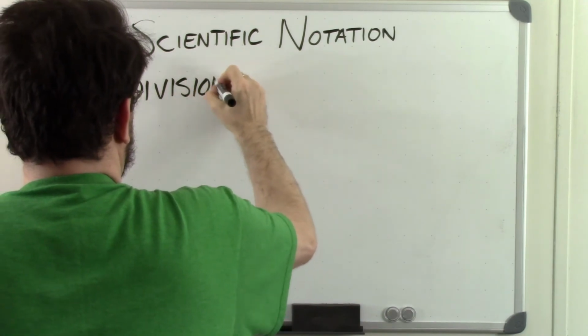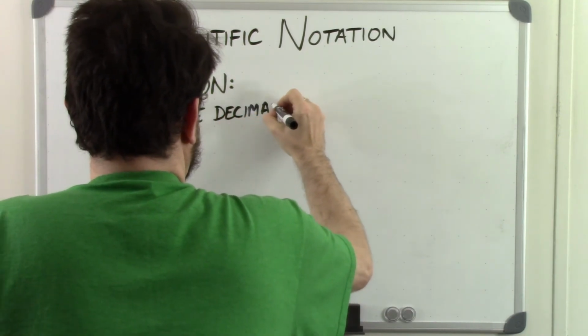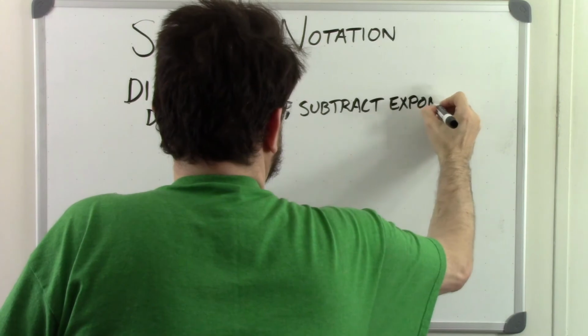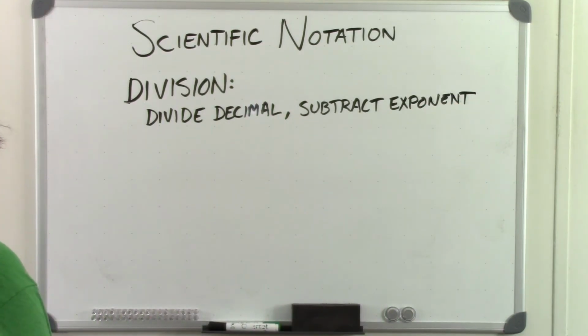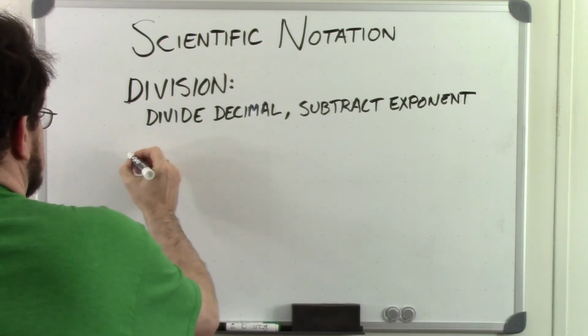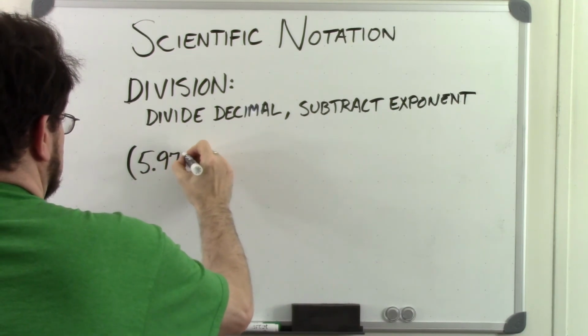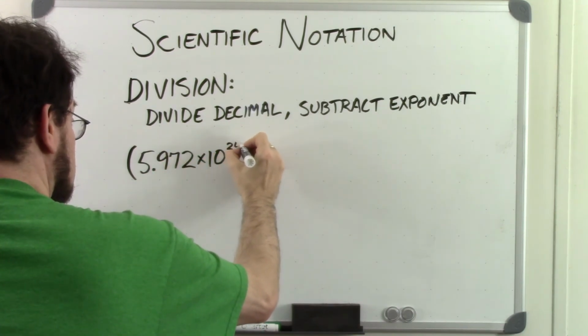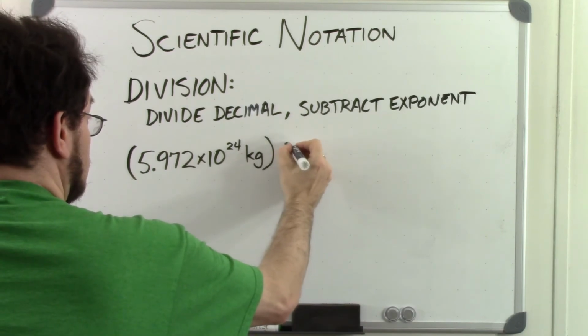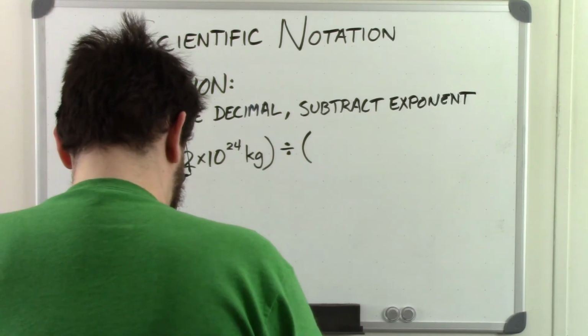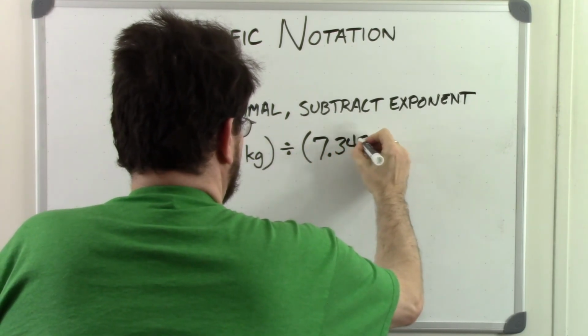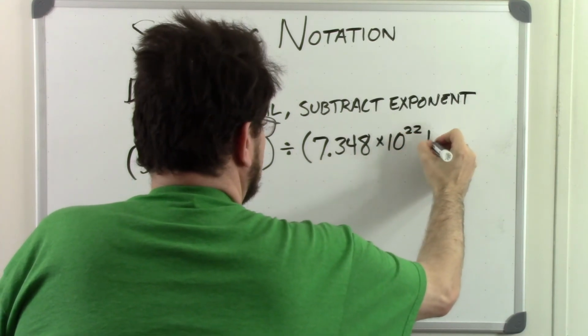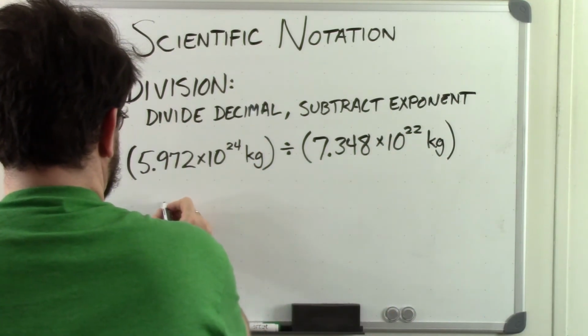Dividing numbers in scientific notation is similar. We divide the decimal part and subtract the exponents. So if we wanted to find out how much more massive the Earth is than the Moon, we could divide the Earth's mass by the Moon's mass and get a ratio. 5.972 times 10 to the 24th kilograms divided by 7.348 times 10 to the 22 kilograms.